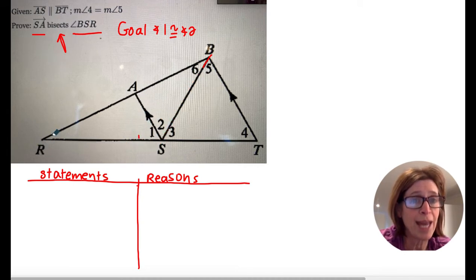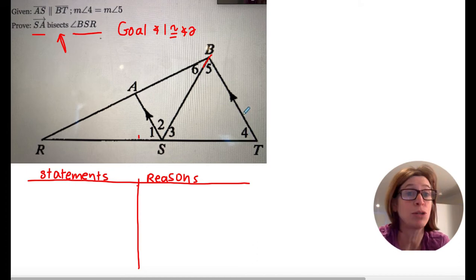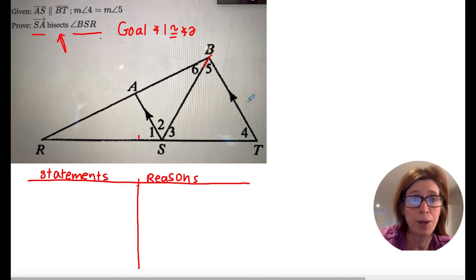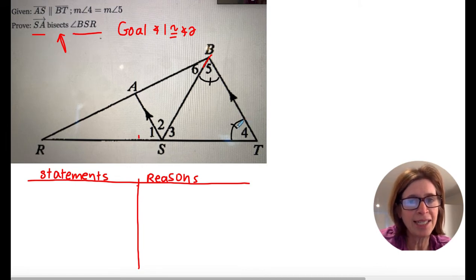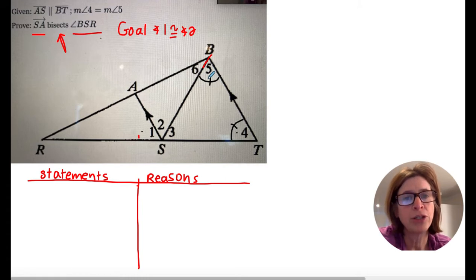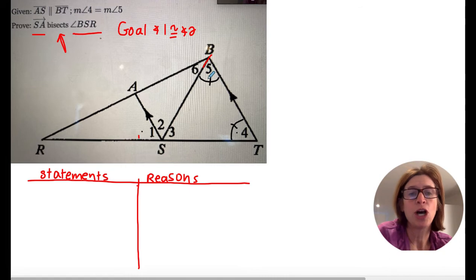So we were told that AS is parallel to BT. I can see those parallel lines, so it means I'm going to be using some of those parallel line equations. And I also see that they tell me 4 equals 5. So these are equal. Okay, so based on the parallel lines, I can see that 4 equals 1 because they're corresponding. And I can see that 2 equals 5 because they are alternate interior. So therefore, I can use the transitive property to connect 1 and 2. All right, so how am I going to do that?